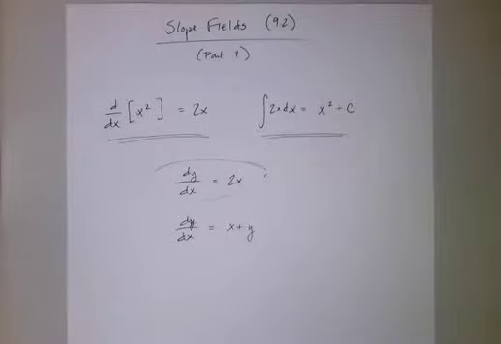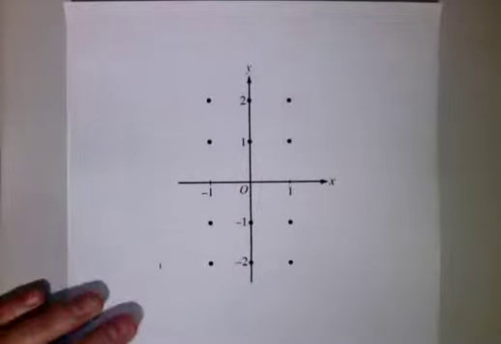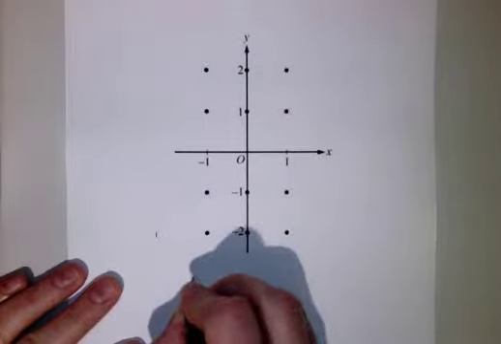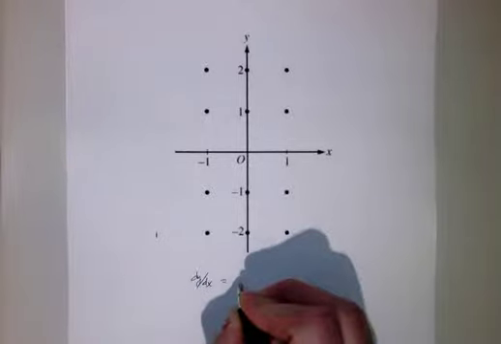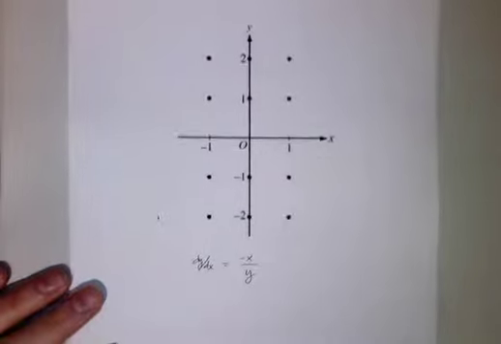Well, that's all well and good, but let's go ahead and look at what it would look like to actually construct one of these on our own, because oftentimes on an AP exam, you are asked to construct one. Okay, and you'll be given something like this. Well, let's say that we are given dy dx is equal to negative x over y.